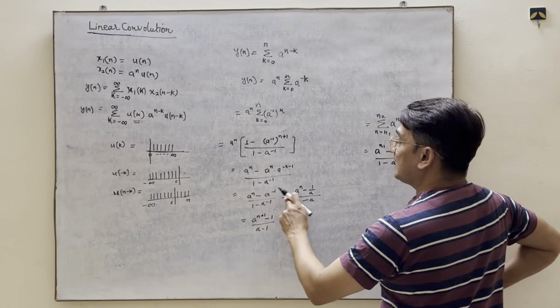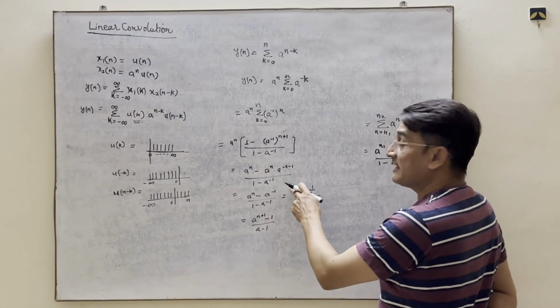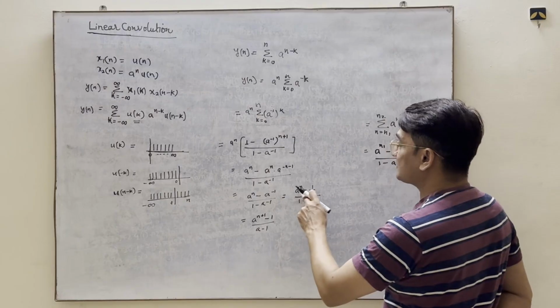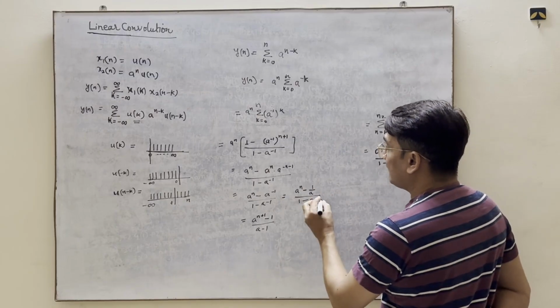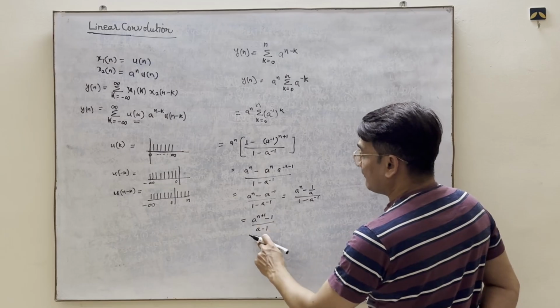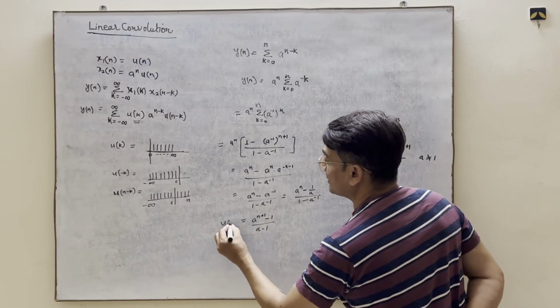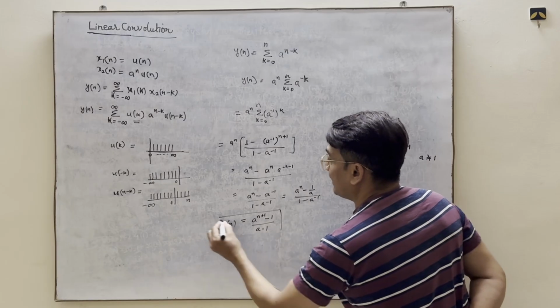Now a to the power n minus 1 upon a, upon 1 minus 1 upon a, then a will be multiplied with this, it will become a to the power n plus 1 minus 1, and a will come in the denominator. So a into 1 will be a, and a inverse into a will be 1. So this is your solution for infinite sequence.